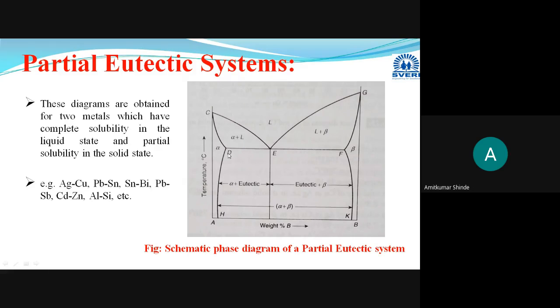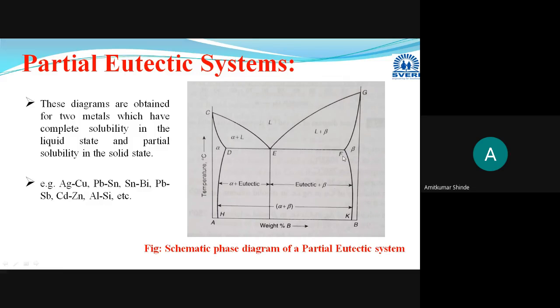Now I will explain this HD line. It shows the solubility of element B in element A from room temperature up to the higher temperatures, the eutectic temperature point. This curve indicates the solubility of element B in A at room temperature up to the eutectic temperature point. Similarly, this KF line is also a solvus line. It represents the solubility of element A in element B at room temperature and at higher temperatures, or at the eutectic temperature.